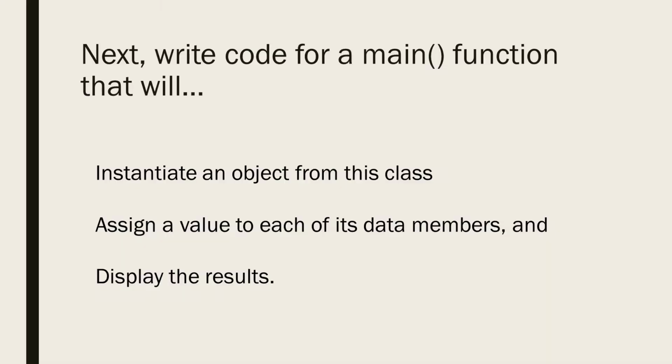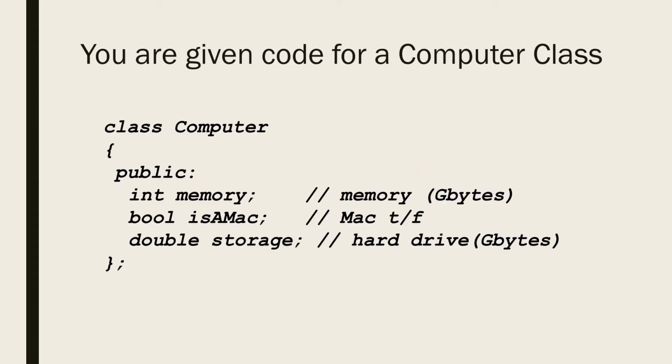Once we've written the class definition, then we'll write the code to instantiate an object from that class, and we'll do something with it. We'll assign a value to its data members and display the results, just like we did with the computer class. Okay, so think of an object, real or imaginary, anything you want, and see if you can come up with a class definition that has 3 data members of different types. You might want to pause this video before you go on.